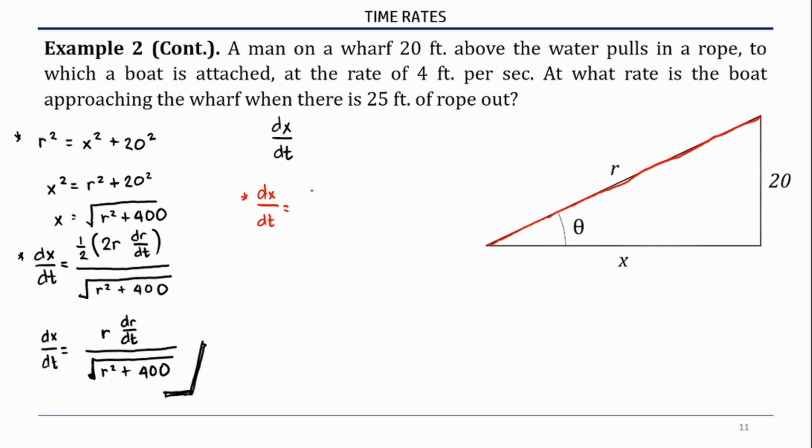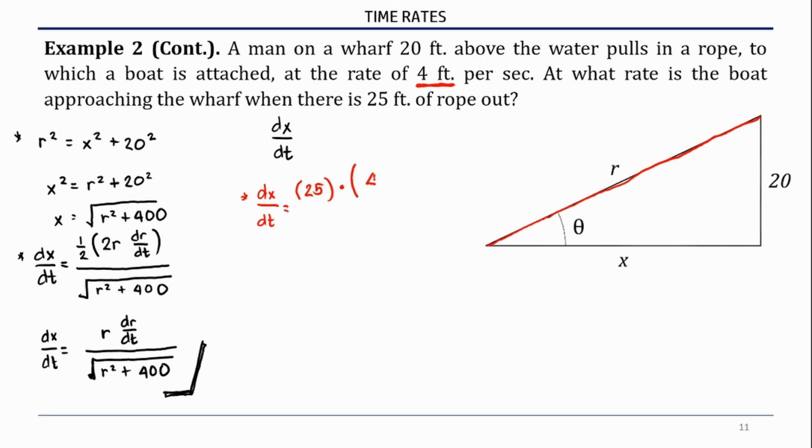So ilagay lang natin diyan, substitute natin yung r na 25. So we have 25 and then times yung change in r with respect to time. So yung rate ng paghila ng rope natin nakalagay diyan, it is 4 feet per second. Hinihila yung rope at a rate of 4 feet per second. So ilalagay natin dito 4.